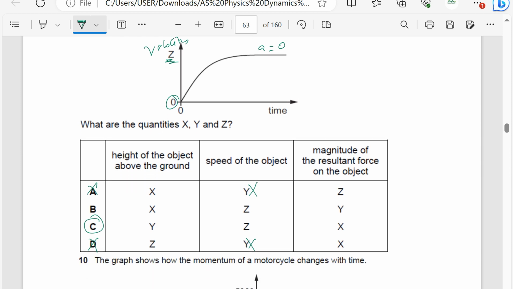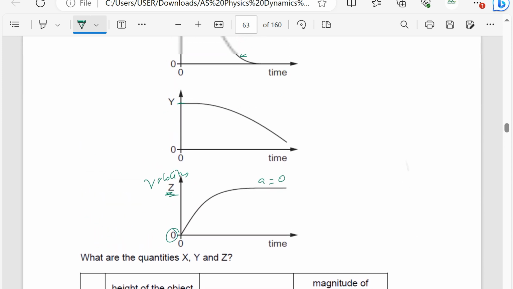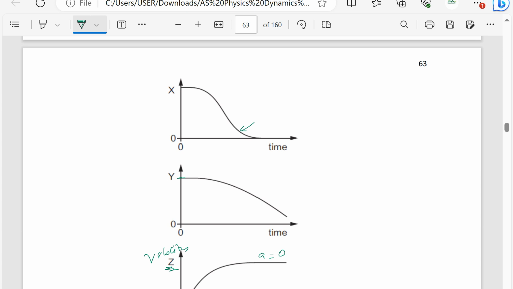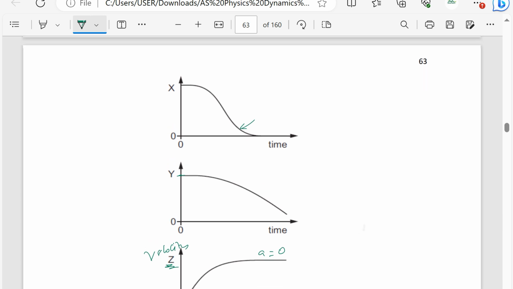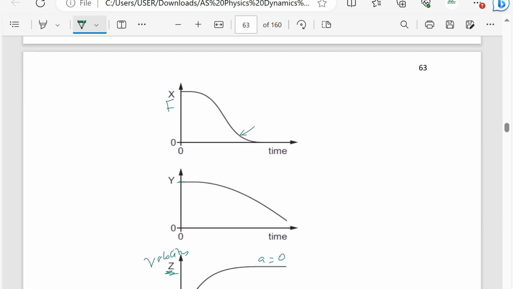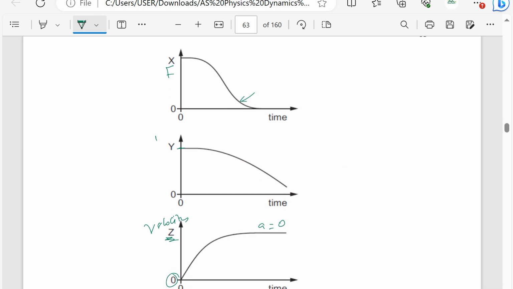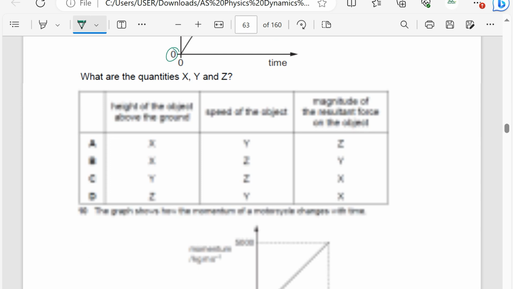So x is most likely going to be the magnitude of the resultant force on the object, which remains initially constant, then decreases because the acceleration decreases, and when the acceleration is 0, the force will tend to 0. So x is going to be force against time, and y is going to be height against time. So the answer is going to be C.